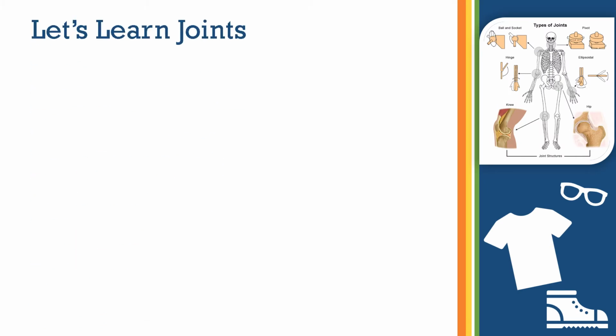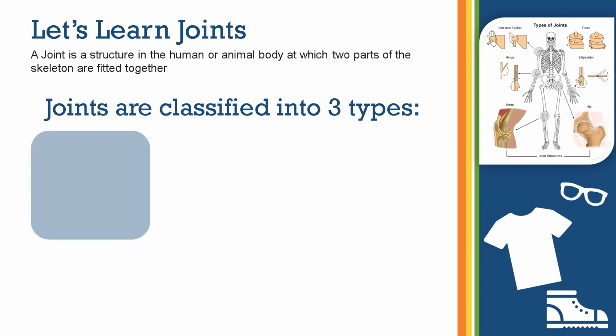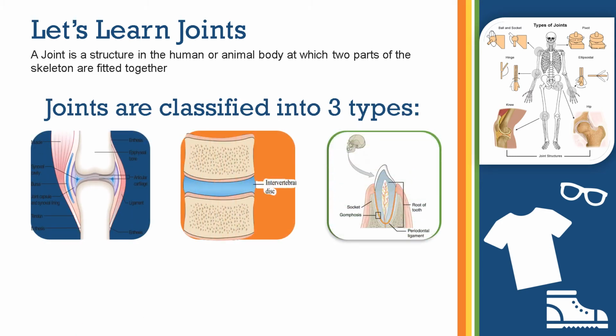Now let's learn about joints. So first, what is a joint? A joint is a structure which connects two objects. According to anatomy, a joint is a structure in the human or animal body at which two parts of the skeleton are fitted together. Joints are classified into three types: synovial joints, cartilaginous joints, and fibrous joints.